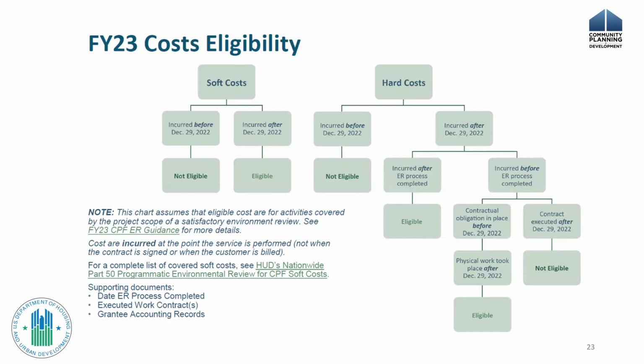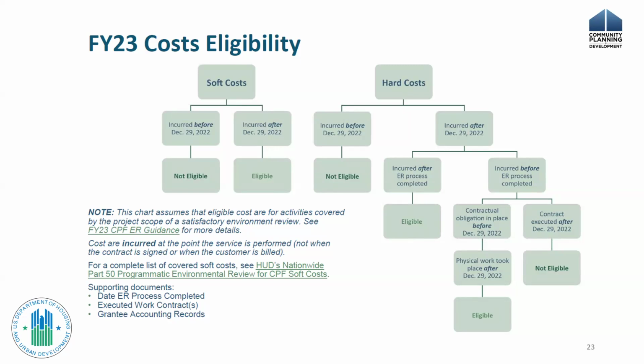First, this chart assumes that eligible costs are for activities covered by the project scope of a satisfactory environmental review, meaning that any time you're using this chart and reach a determination that costs are eligible for repayment, the corresponding activities must be included in a satisfactory environmental review for the project to be eligible for repayment. If some costs or activities are not covered by the project environmental review or by HUD's Part 50 nationwide review for CPF soft costs, then those activities or costs are not eligible for repayment.